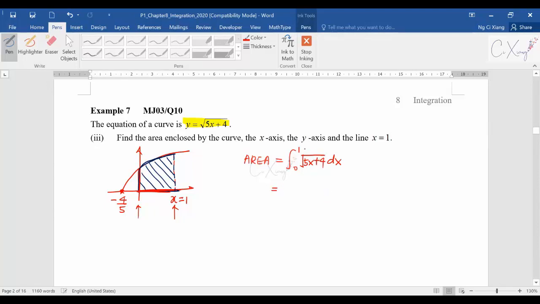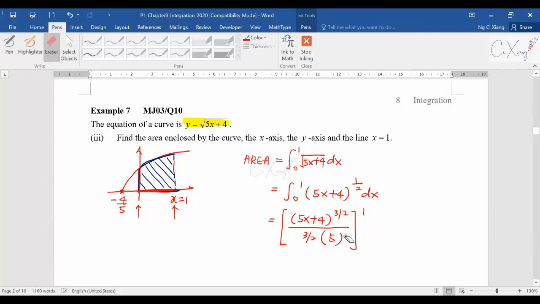Then once you write out the formula correctly, you can start doing the integration. What do I have for the integration? Again, I change it to become (5x plus 4) power half first. Then after that, what should I have? Power plus 1, divided by the new power. Do the differentiation for the inside of the bracket, so you get a 5. And then the whole thing, I want to put in the limits 1 and 0.